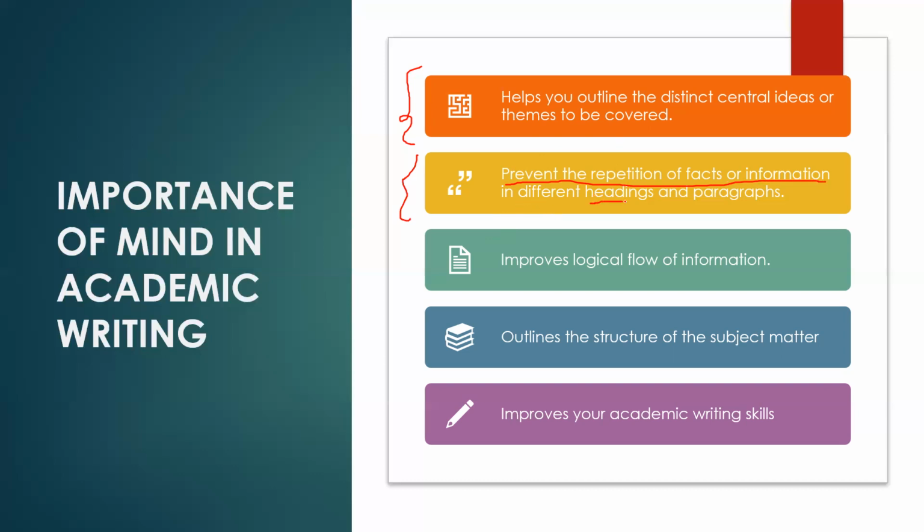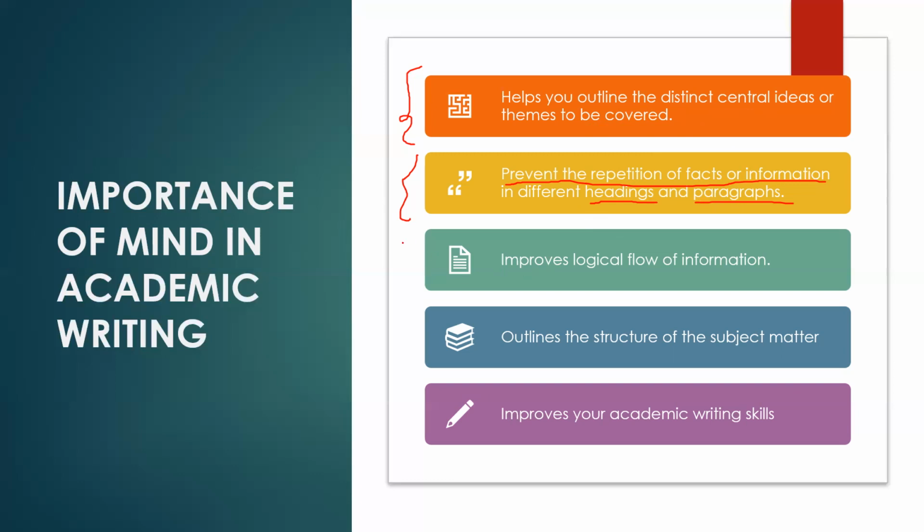So you have different headings if you are doing like a literature review, but if you are writing an introduction or problem statement, you'll be dealing with paragraphs since we don't have headings in the introduction and the problem statement. So if you outline that introduction into distinct ideas or themes that you want to cover, it will help you to prevent repetition of facts or information. Okay.